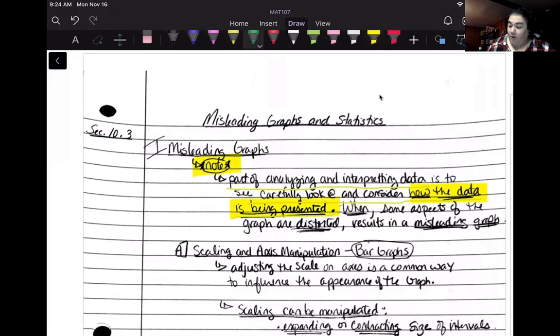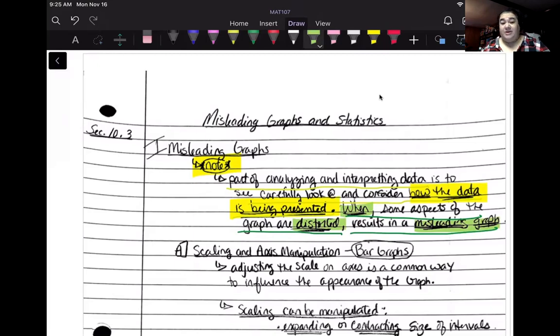As you can see here, when some aspects of the graph are distorted, then it results in a misleading graph. So what results in a misleading graph? I'm going to highlight that for you. When aspects of the graph are distorted, that is what creates the misleading graph. So parts of it, it doesn't even have to be the entirety of the graph. It does not necessarily have anything to do with the data that's being reported. It could just be a part of that particular graph, pie chart, histogram, line chart, leaf and stem plot, whichever visual representation and analysis of the data that you're looking at. If there's a part of it that's being distorted, that creates a graph that overall is misleading.